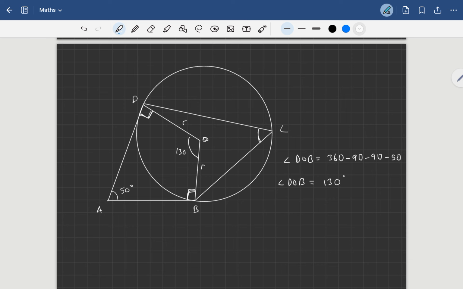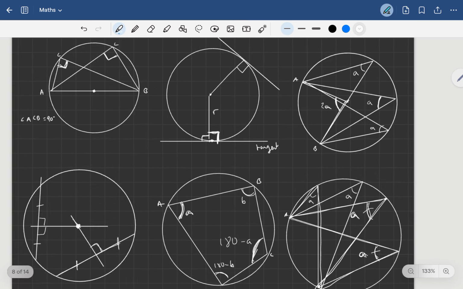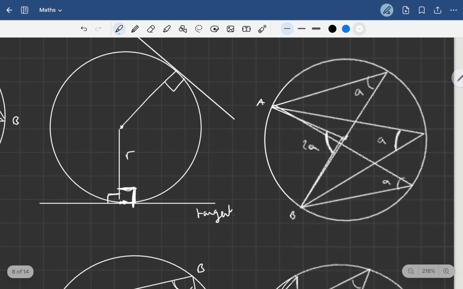Now, we can use one of our circle theorems to work out what angle DCB is from angle DOB. And the circle theorem that we use is this one right here. If we have 2 points on the circle and we subtend it to the circumference, that angle is half the value we get when we subtend it to the center. So as labeled here, this is 2A and this is A.